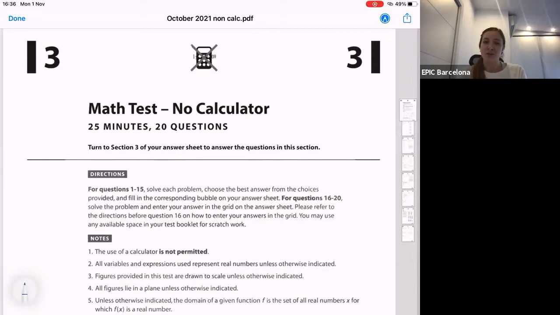And today I'm going to go over the October 2021 non-calculator section of the SAT exam. Basically, hopefully this will provide you insight in how to solve the problems.